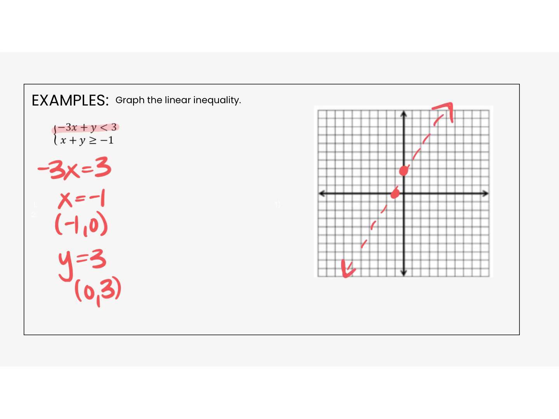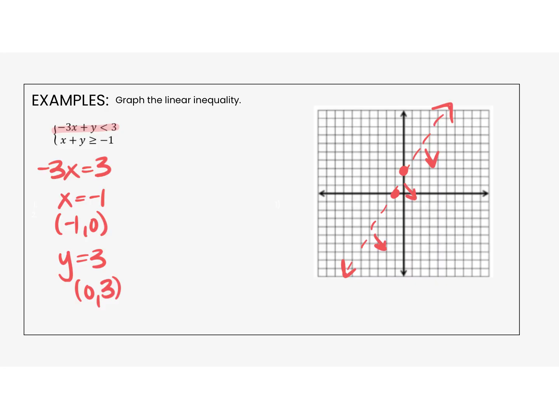That's pretty good. And if I was going to shade that, it is less than, so I'm thinking I'm going to shade this way. But again, I can always double check. If I plug in 0 for x, 0 for y, that gives me 0 is less than 3. And so yes, that is a part of the solution set. So I'm going to just shade this way.